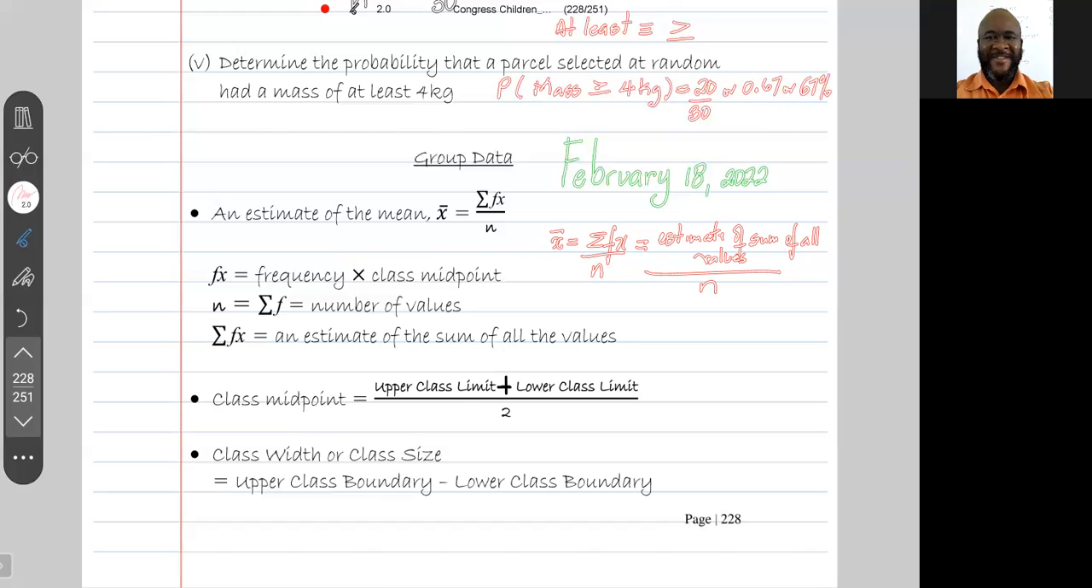Under group data, you're going to come across the term class midpoint, and this is how you calculate it. It's going to be the upper class limit plus the lower class limit, divided by 2. I think what is actually in your notebook is minus the lower class limit, so just change that to a plus. When we do our first example, you will see what we mean by upper class limit and lower class limit.